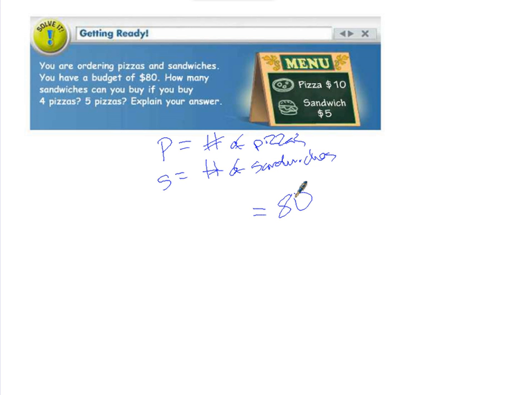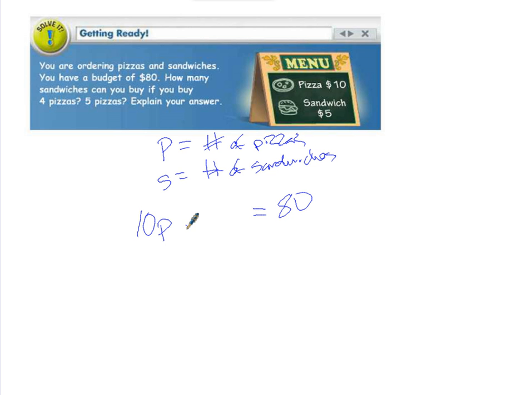Nope. Thinking about it a little bit backwards. I'm going to buy a pizza. How much does it cost me? $10. What if I bought 2 pizzas? How much would that cost me? Why is it $20 now? Because each pizza is $10, or in other words, $10 times the number of pizzas that I buy. The number of pizzas that I buy is P, so it'll be 10P.